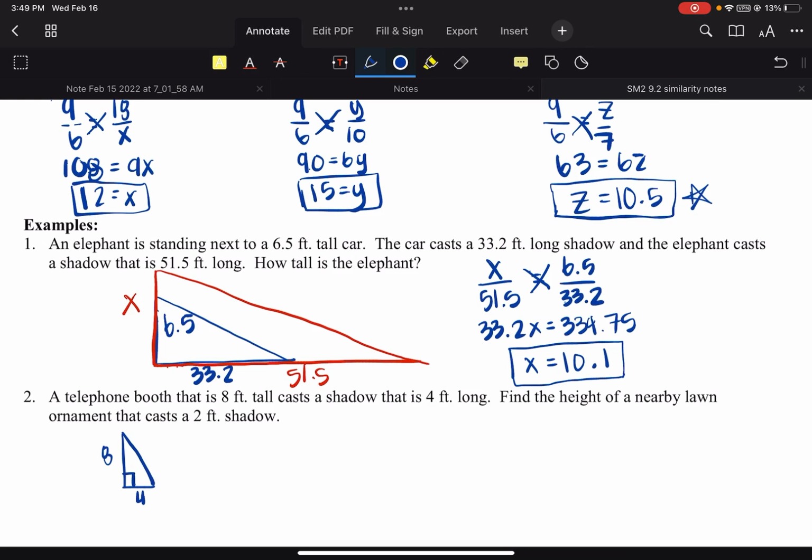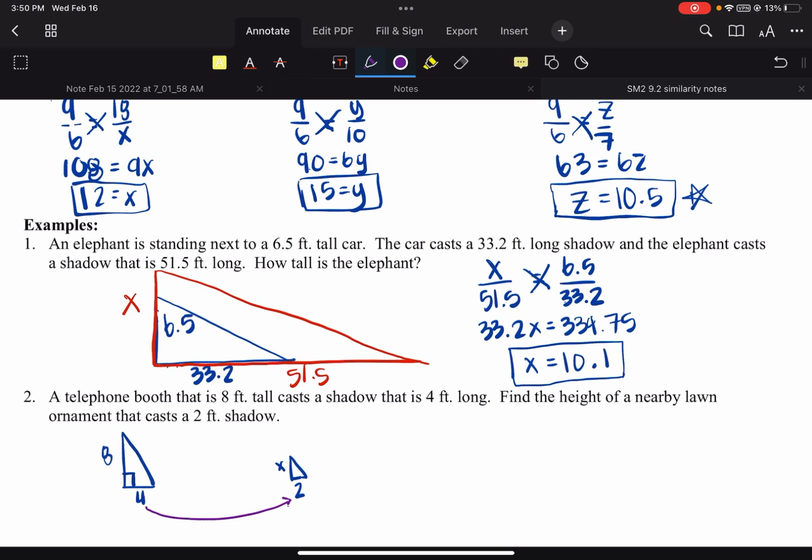Then we've got the height of a nearby lawn ornament. So it's going to be smaller than a telephone booth, I would assume, right? And its shadow is 2 feet long. And I want to know, what is the height? Now this is an example of one where I would not cross multiply to solve this problem. I would just say, okay, I'm going to compare the length of the shadows.